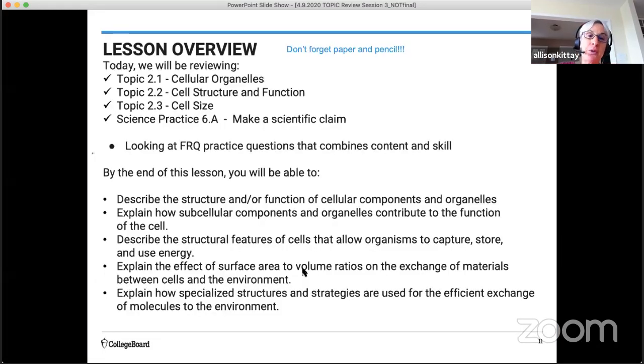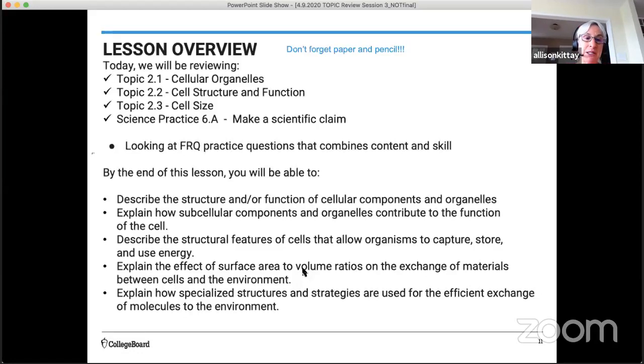Here's our overview. We are reviewing today 3 topics in Unit 2. We're going to take a look at cellular organelles, cell structure and function, and cell size. Today, we're going to practice the science skill of making a scientific claim. We're going to do this by looking at practice free-response questions that combine the content of these 3 topics and this skill of making a scientific claim.